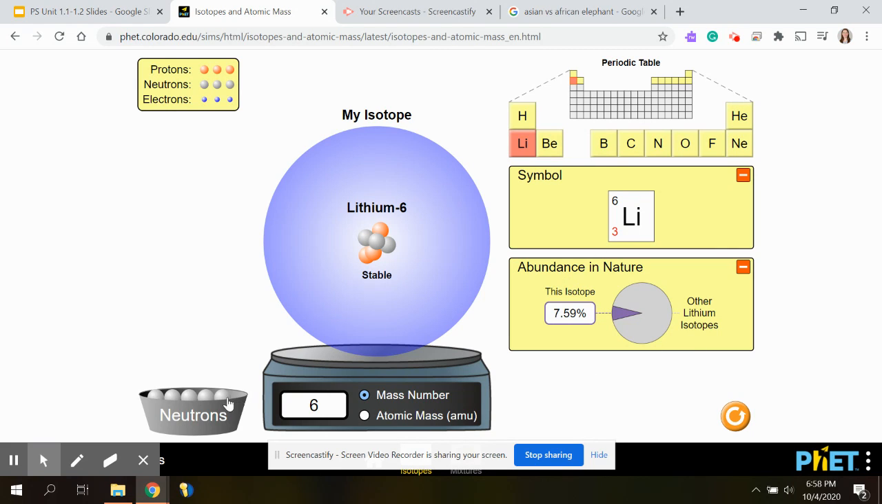So just to recap, we're seeing 3 things change when we make an isotope. The number of neutrons is what determines if it's an isotope. Changing the number of neutrons changes just the mass number, sorry, not the atomic number, just the atomic mass and the mass number. It also changes if it's stable or unstable. And then finally, it changes the abundance in nature.